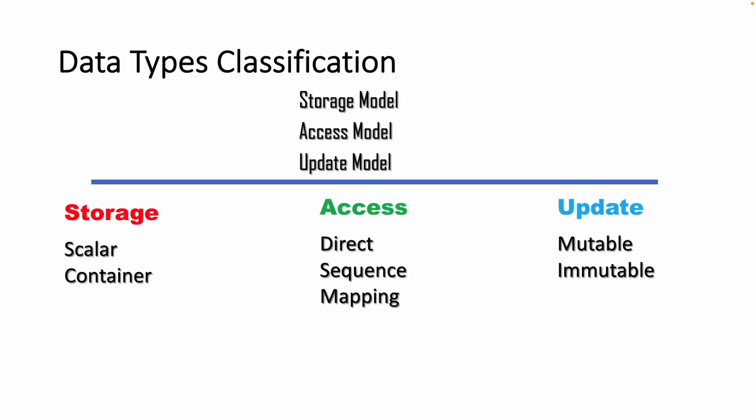Because if you don't understand what is mutable and what is immutable, you tend to write programs with logical errors, because they won't produce any errors, but they will produce wrong output. Okay, so that we'll see as we move forward while learning data types.